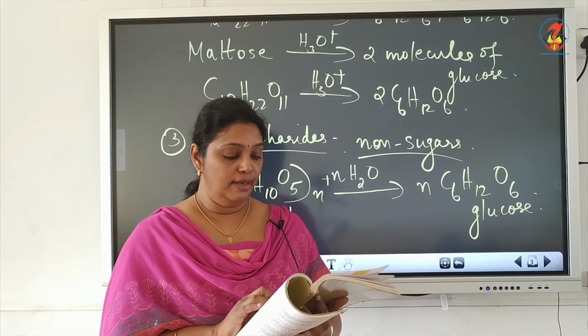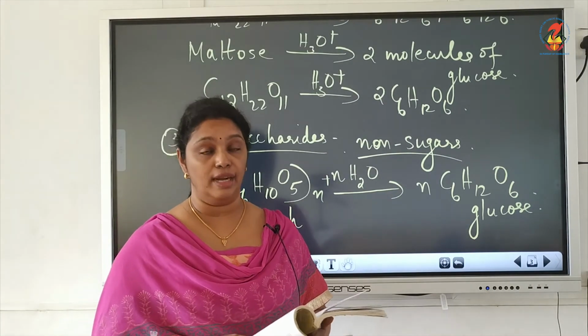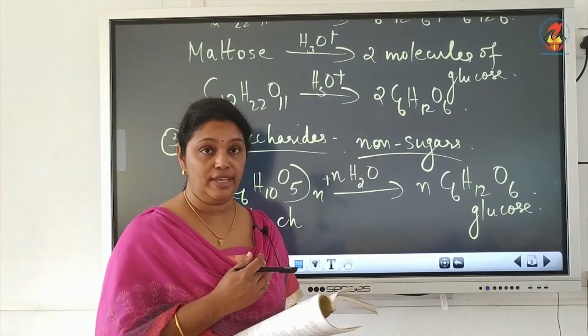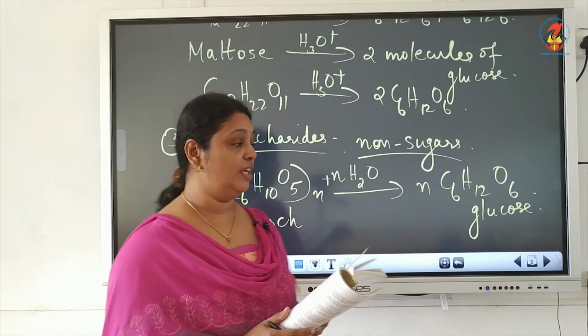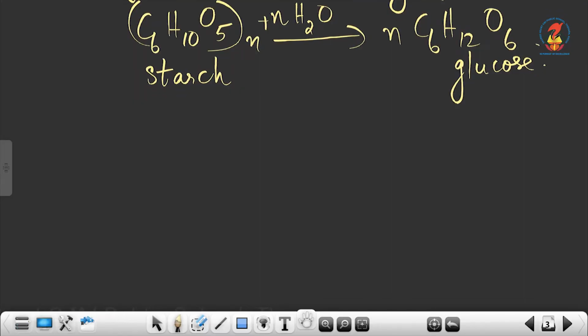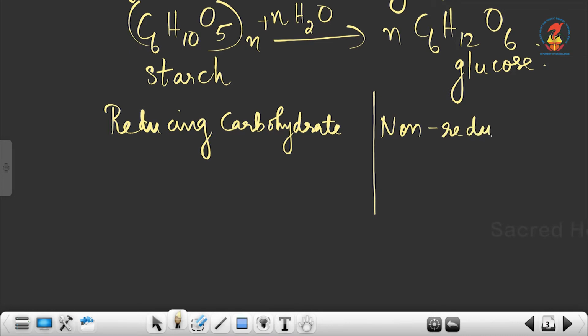Now next we have a term called reducing and non-reducing carbohydrates. So these are the 3 classifications of carbohydrate based on hydrolysis. Now next we have another classification, that is reducing sugar or reducing carbohydrate and non-reducing carbohydrate. This is another classification. Now what do you mean by reducing and non-reducing carbohydrate?